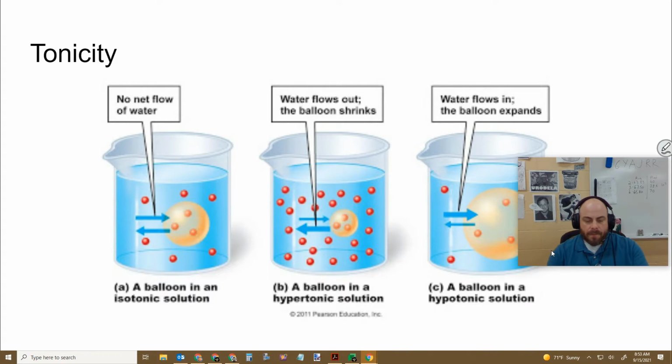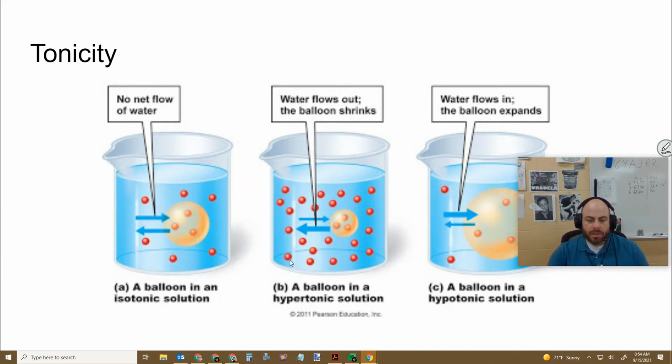So the internal solutions can be hypo, hyper, or isotonic to the external solutions. Again, we're making a comparison here. And so this is a balloon in an isotonic solution. What that means is that the concentration of solute outside is equal to the concentration of solute inside. And so there's no movement of water, because if the concentration of solute is equal, the concentration of water is also equal. And so there's no movement.